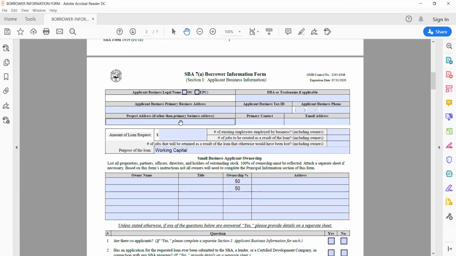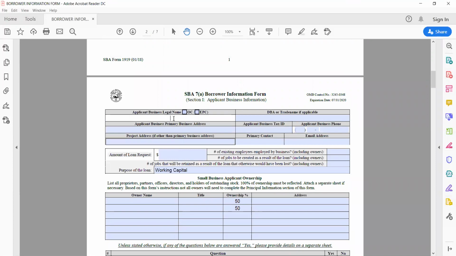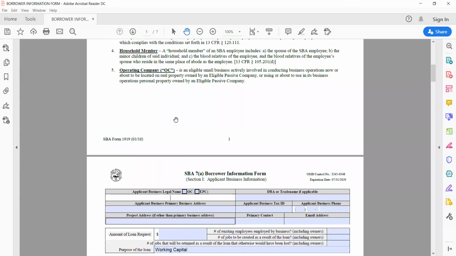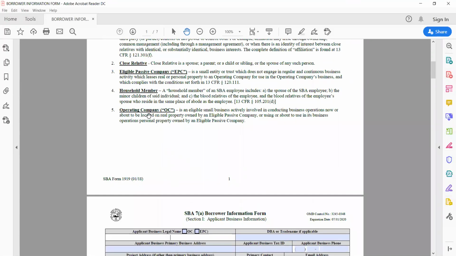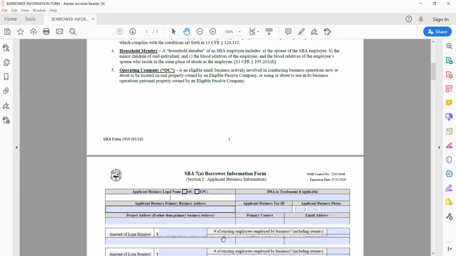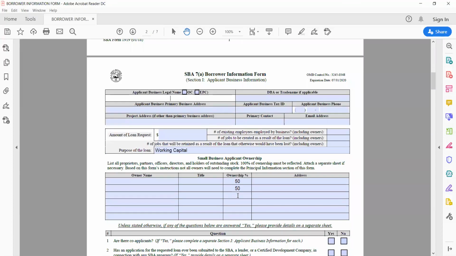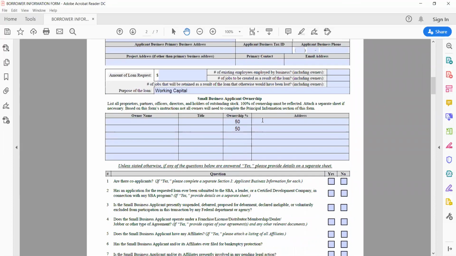Okay, this is the legal name of the business, how it appears on the tax return, and is it OC, which is an operating company, or EPC, eligible passive company. You're going to click one of those boxes. Did you file a DBA? It's going to be here. The principal address, tax ID, business phone, all this is pretty straightforward. Primary contact and the name.